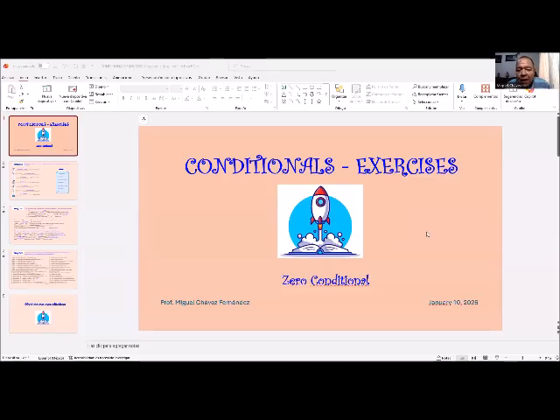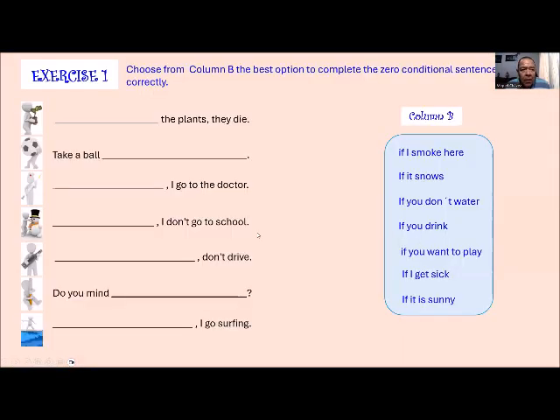Now we are going to answer some exercises after the grammar explanation of the zero conditional. I need your help to answer these exercises. Please, let's start. Okay. Here we have the first exercise that we are going to answer. Choose from column B the best option to complete the zero conditional sentences correctly.